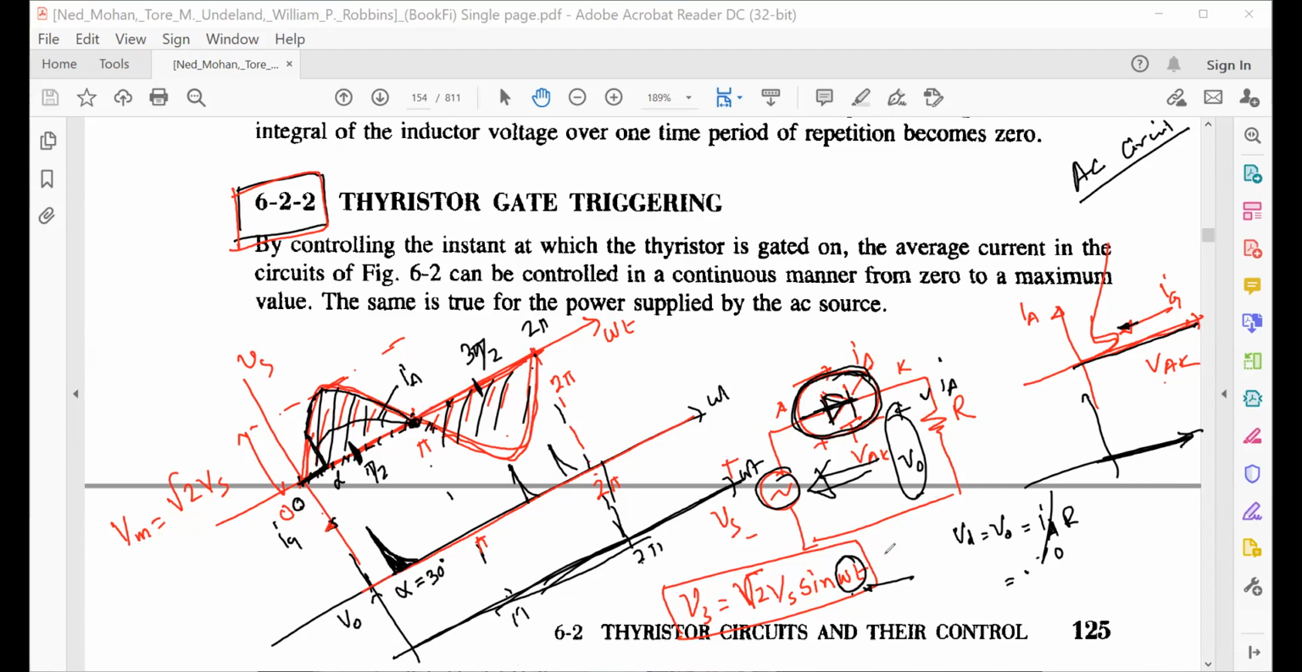Turned off. Because why? The thyristor is reverse biased, right? Yes, sir. So what is the condition? What is the necessary condition to turn off any thyristor? It must be reverse biased and the current through it must be equal to 0. So is the current 0 here?